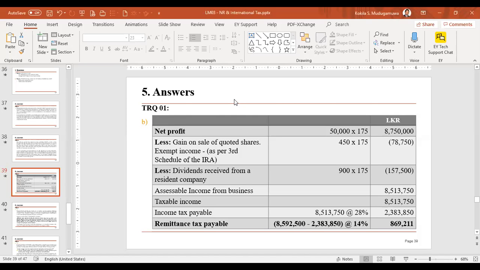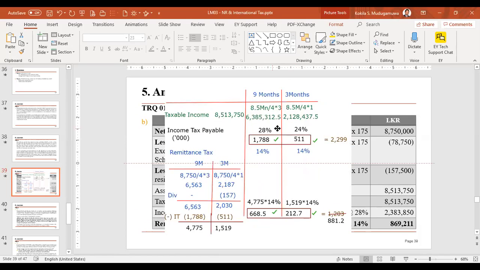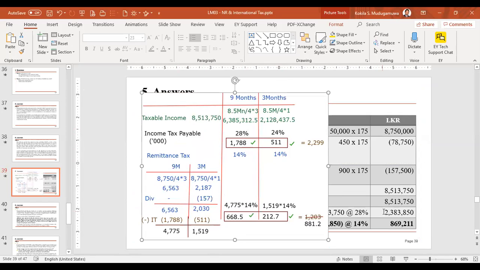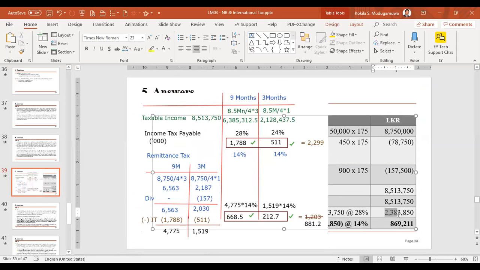Right here, if you can see, with the changes, previously tax was 2.3 million, now 2.2 million with the changes. Then previously it was 280,869, now 888.